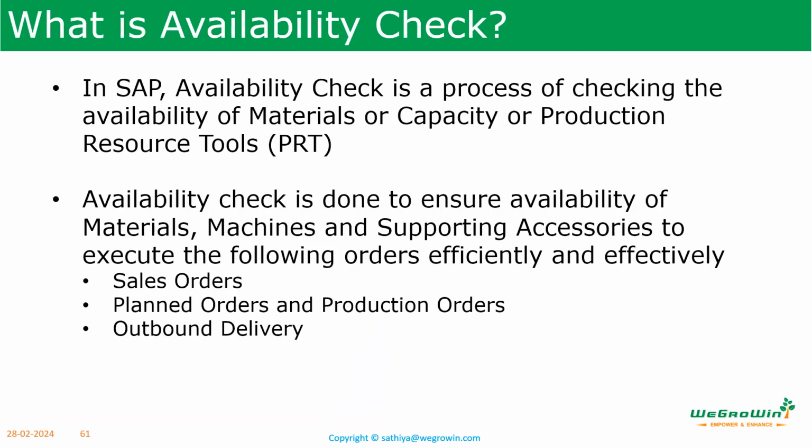What is availability check? Availability check is a process of checking availability of materials, capacity or production resource tools. It is used to ensure availability of materials, machines and supporting accessories so that we execute sales orders, production orders and outbound delivery efficiently and effectively.